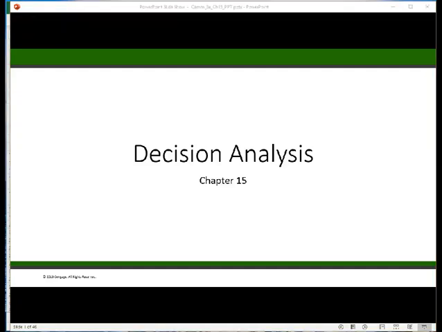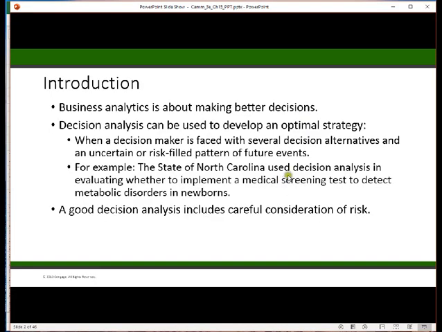Welcome to Chapter 15. This lecture is going to be on decision analysis. So you'll be using decision analysis in your group case study. And as we've been saying throughout the course, the whole idea behind analytics is to make data-driven decisions.